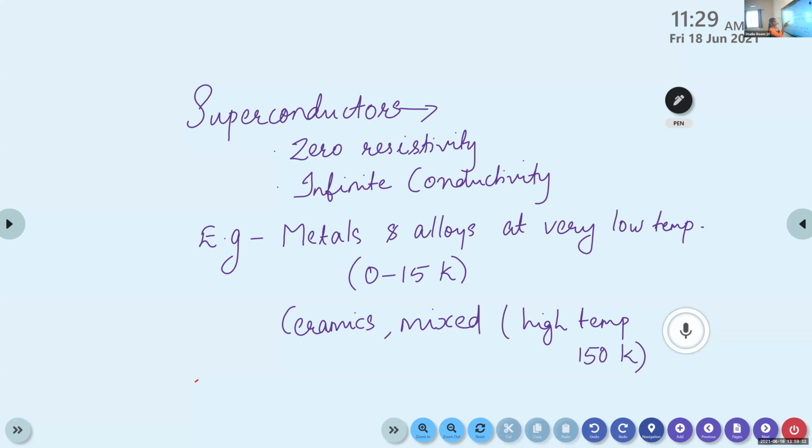In earlier times, metals and alloys were discovered as superconductors. Now ceramics and mixed oxides, even at high temperature, can act as superconductors. Superconductors means they have zero resistivity or infinite conductivity. That means no prevention to the flow of electrons. Okay. This is clear.